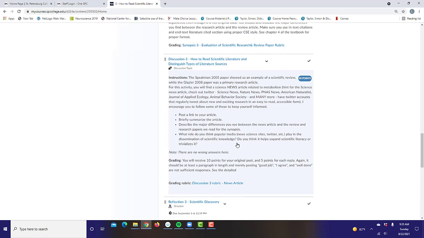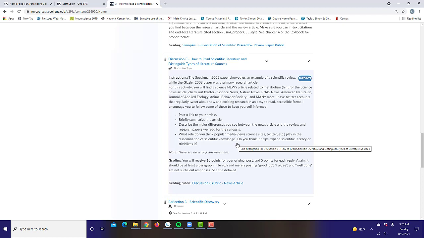In your discussion, I'm asking you to find a news article that's also related to metabolism. Try to get something that's very similar in concept to what we've just read. Because once again, we are going to write a paper, and the more information you have about this topic, the better this paper can be. So if you can find something that goes in and talks about different factors that affect metabolism and metabolic rate, then that might be useful information that you could put in your paper.